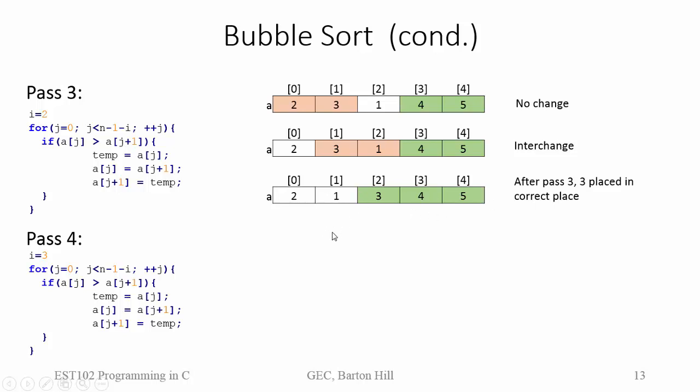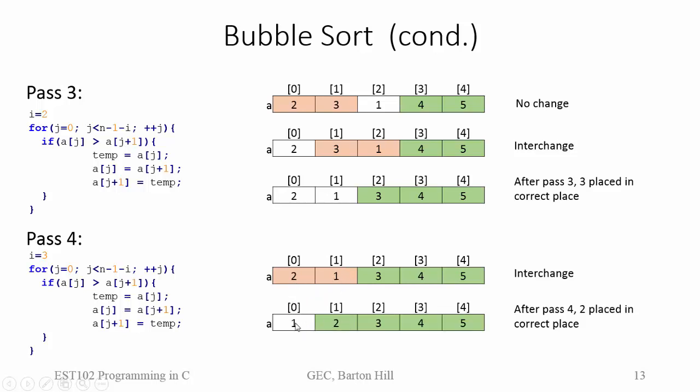Now going to pass 4, here the value of i equals 3, so we will be only comparing a of 0 and a of 1. It is not in order, so interchange. So here 1 comes here and 2 comes here. Also in pass 4 the last three elements are already sorted, so we don't require comparing those. That's why j less than n minus 1 minus i is given.